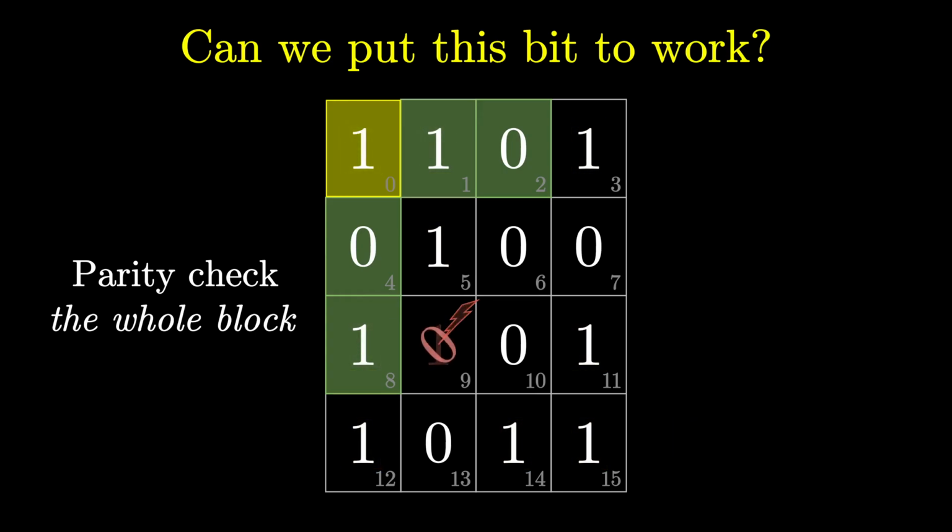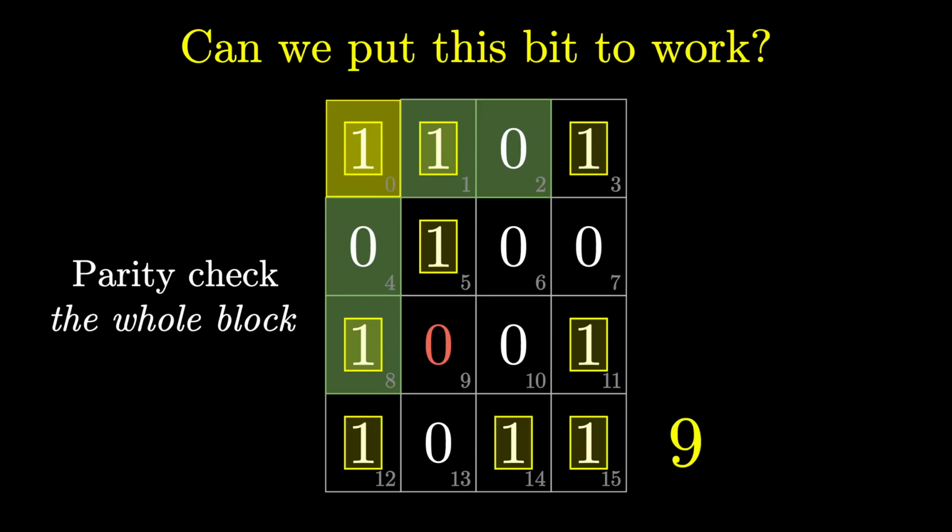Now, if there's a single bit error, then the parity of the full block toggles to be odd, but we would catch that anyway thanks to the 4 error correcting checks. However, if there's 2 errors, then the overall parity is going to toggle back to being even.